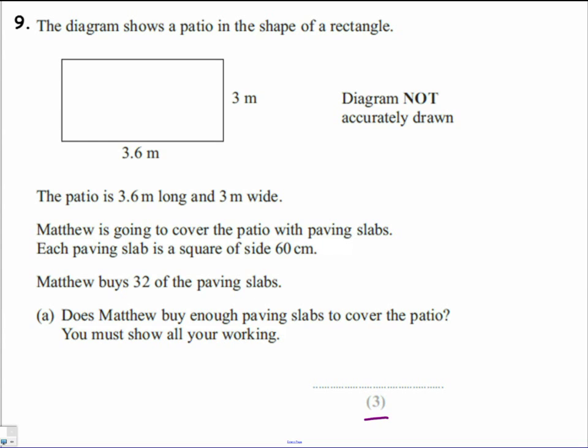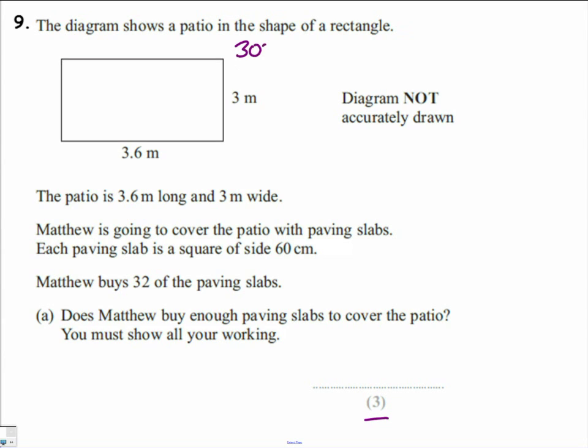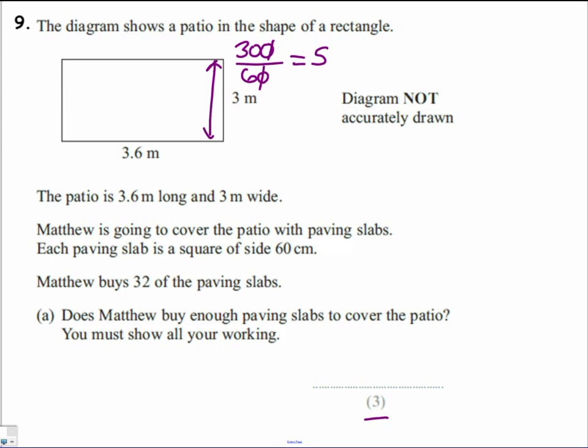There are 2 ways to answer this question, really. The first is to work out how many paving slabs go down each of our dimensions. So if we look at the 3 metres, that's 300 centimetres, and divide it by the length of each slab, which is 60 centimetres, 30 divided by 6 tells me I would fit 5 paving slabs that way.